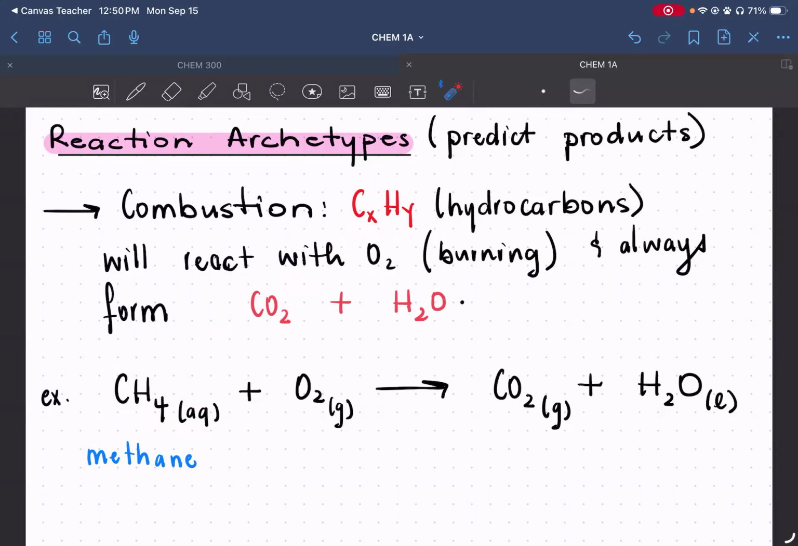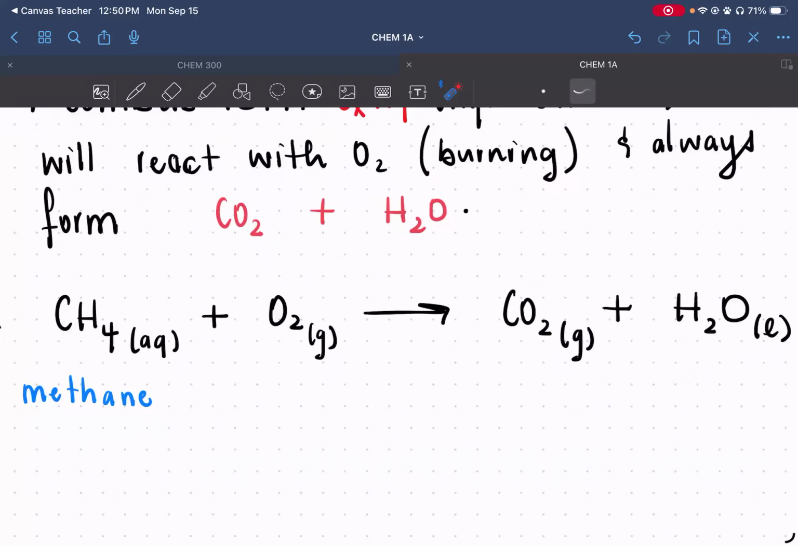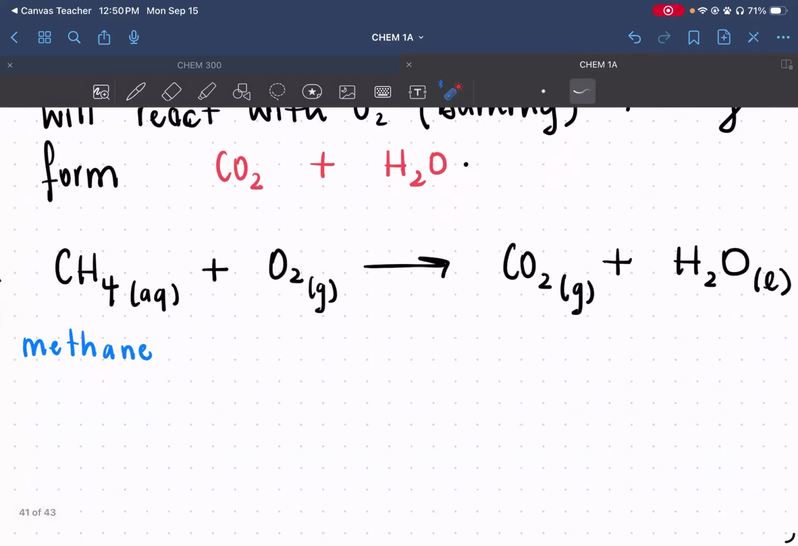Now, the products for the combustion will always be the same. They will always be carbon dioxide and water. It's really not much of a prediction. You know it for a fact. So the challenge here is balancing. Recognize that this reaction is not balanced.